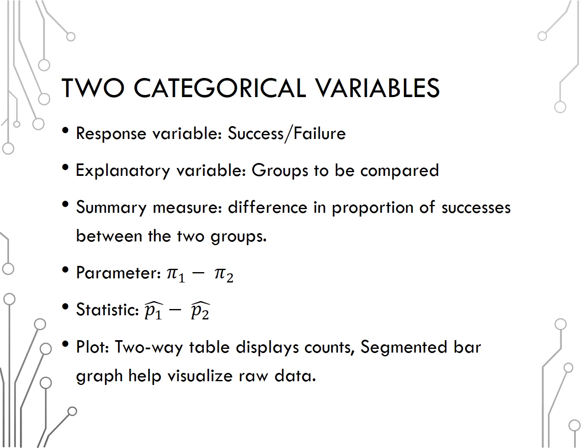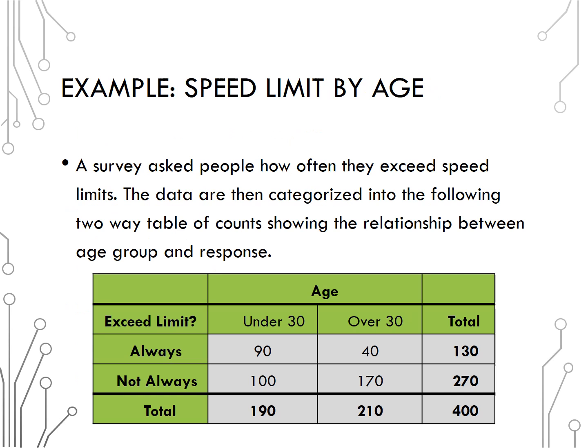As far as plotting two categorical variables, we can use a two-way table to display the counts, similar to the two-way tables you saw in the probability examples, or a segmented bar graph to help visualize our raw data. Let's look at an example. A survey asks people how often they exceed the speed limit. The data are then categorized into the following two-way table of counts, showing the relationship between age group and response.